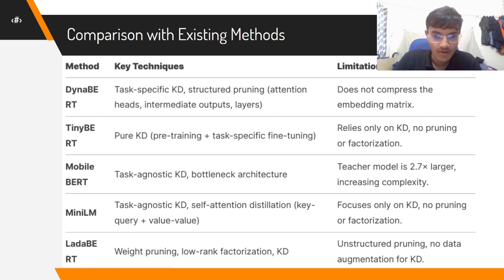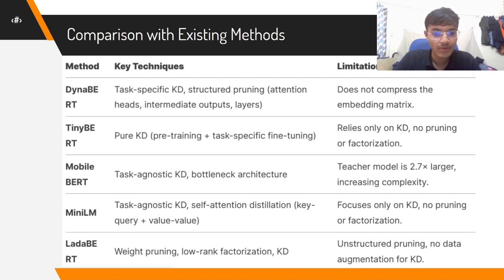In TinyBERT, they use pure knowledge distillation, in which they have used knowledge distillation for pre-training as well as for task-specific fine-tuning. The limitation is that it relies on knowledge distillation and other methods like pruning and factorization are not used, which could be very helpful in getting an even simpler model. But TinyBERT is a very good example of proving that pure knowledge distillation alone can also help in reducing the architecture size by a large amount without compromising the accuracy by much, showing the power of knowledge distillation.